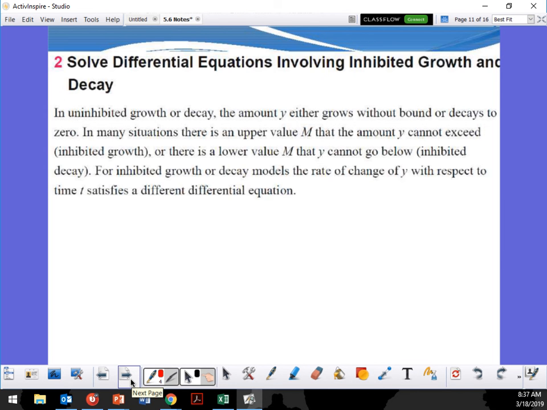All right, so solve a differential equation involving inhibited growth and decay. So what did I say about inhibited? It's going to stop, right? Yes? It's not Journey, because with Journey, they don't stop. Believe it. All right.